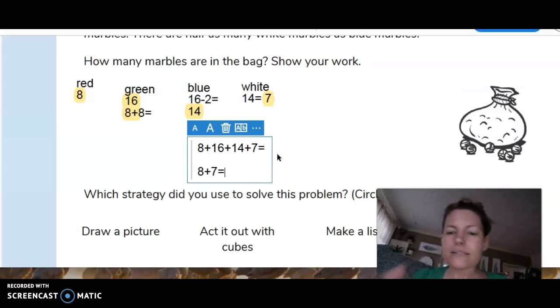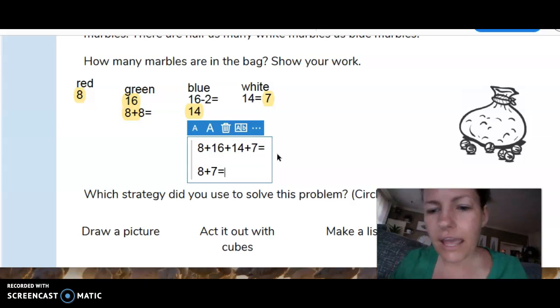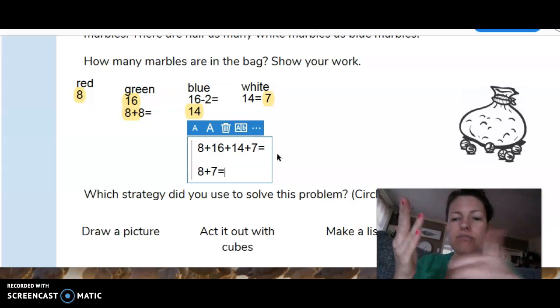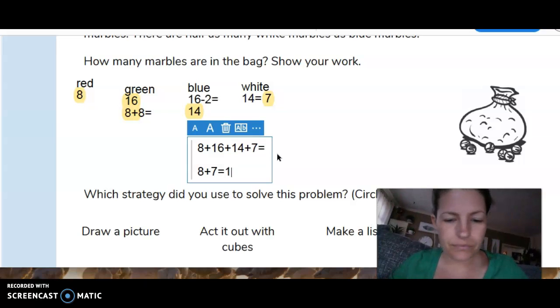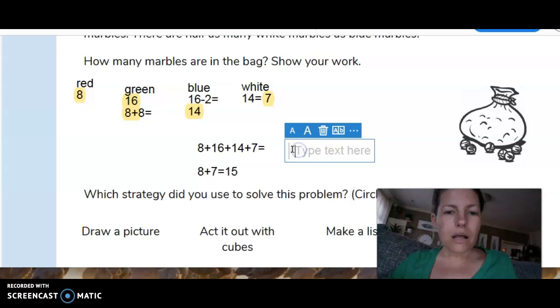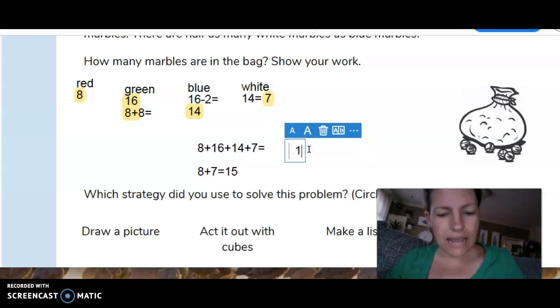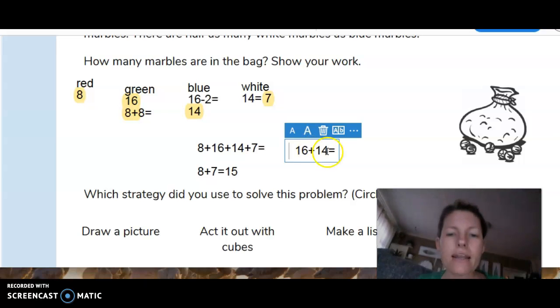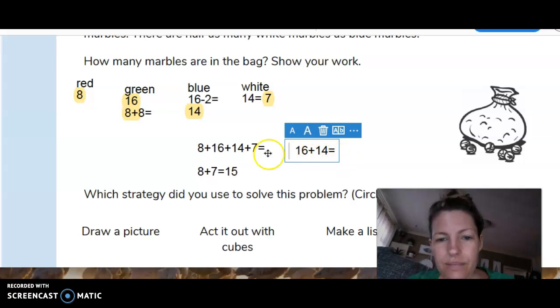Well, when I add 8 and 7, let's see, let me count with my fingers here. I've got 8, 9, 10, 11, 12, 13, 14, 15. Okay, so that's easy because now I'm done counting my 8 and my 7. Okay, so all that I have left is I've got to add the 16 plus the 14. Okay, well, once you do that, you're going to get an answer, and you're going to take that answer and add it with this answer over here.